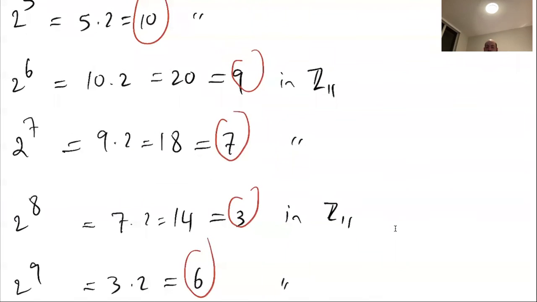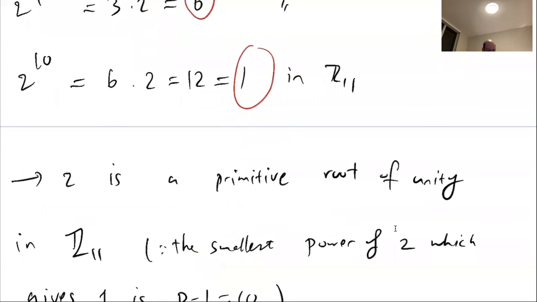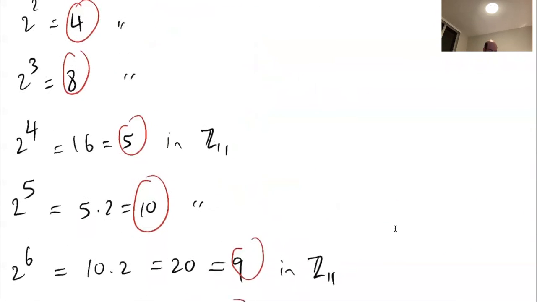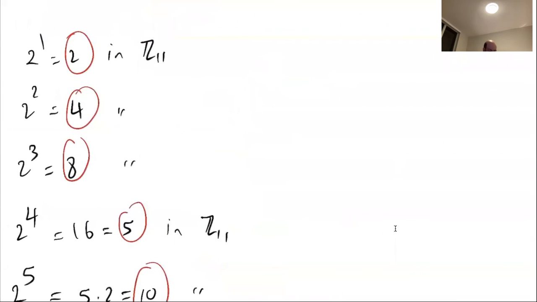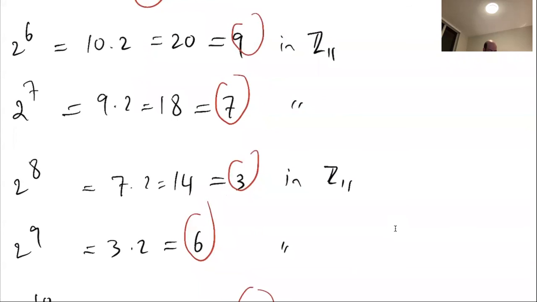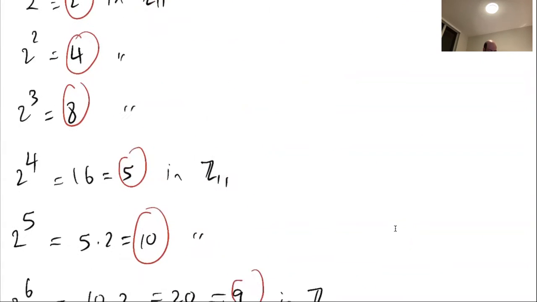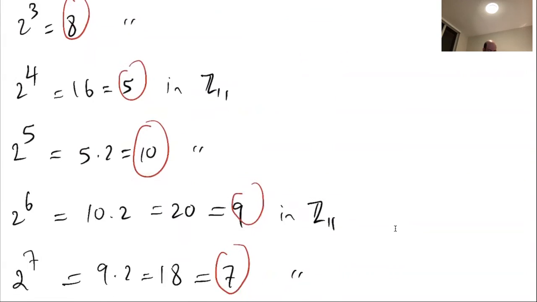Of course, they're not in order, and we did not claim that it's in order. We just said that all the elements in Zp except 0 can be written as a power of 2. And here you are. So 1, the first element, can be written as 2 to power 10. Then 2, where is 2? 2 is 2 to power 1. 3, where is 3? 3 is 2 to power 8. Then we have 4. 4 is 2 to power 2. 5 is 2 to power 4.